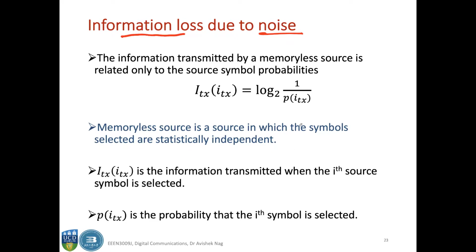So the information transmitted by a memoryless source is related only to the source symbol probabilities. So let's say I is the information of the transmitted symbols, and the information capital I of the source is given by this, from the definition of information. A memoryless source is basically a source in which the symbols selected are statistically independent.